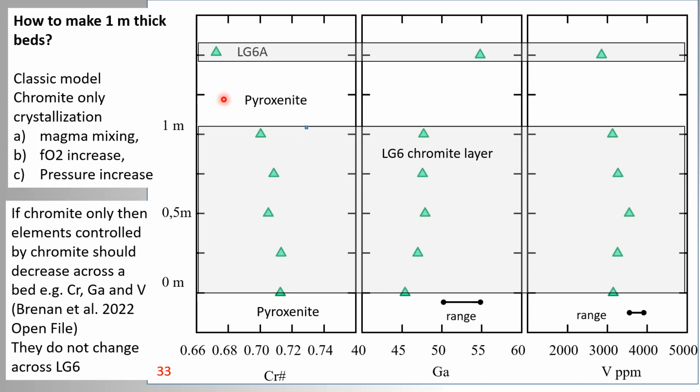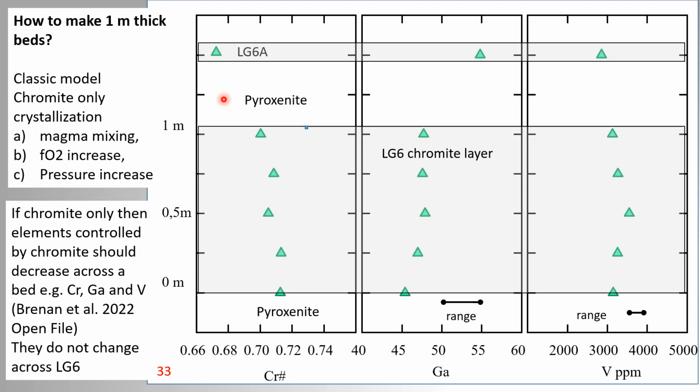Okay, how do you make a 1 meter thick bed? And here's where the controversy always starts. Up to now, you've all been with me. Now, we're not so sure about this. So the classic model is we bring about chromite-only crystallization. Either we mix some new magma in, we increase the oxygen fugacity, we increase the pressure, although we've decided we're not going to do that with James. Maybe you put some water in. There's all sorts of things, but that's the classic model.